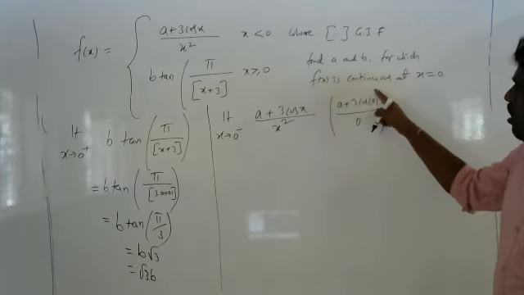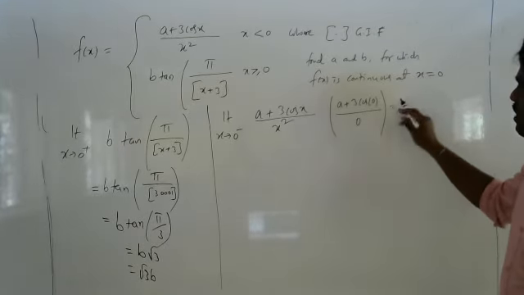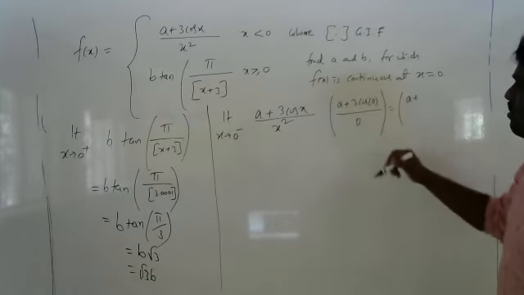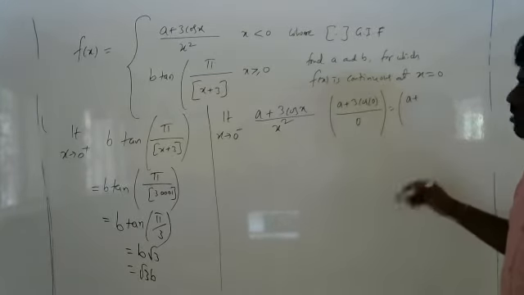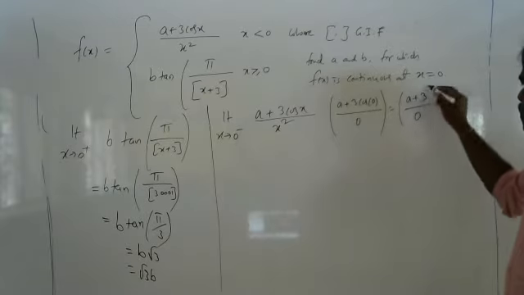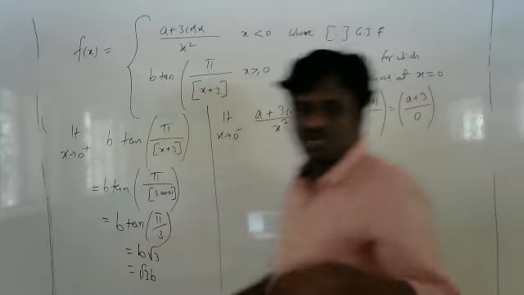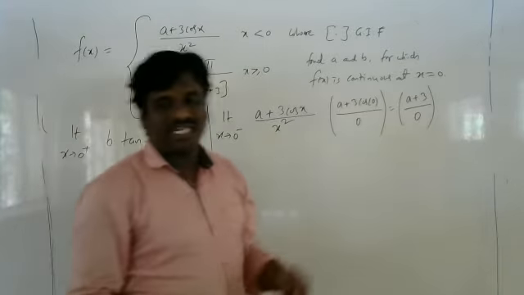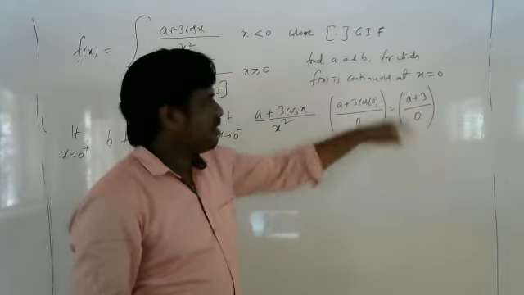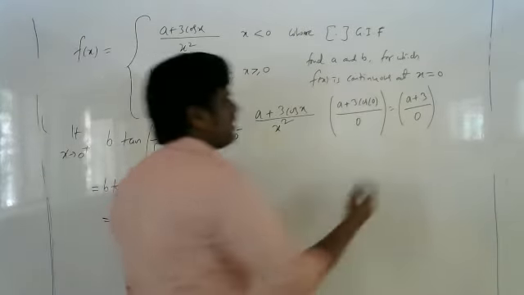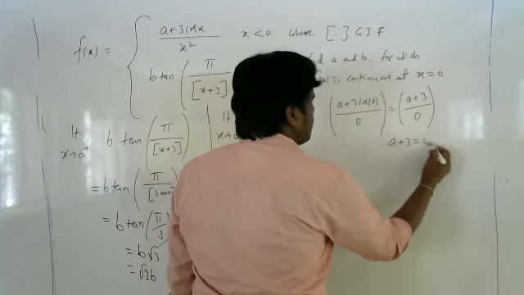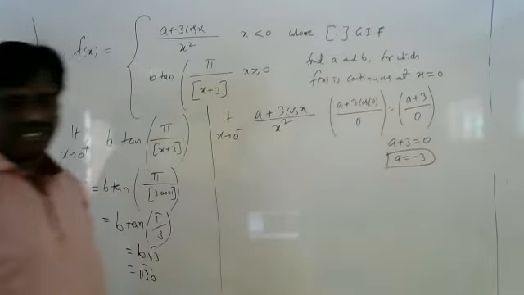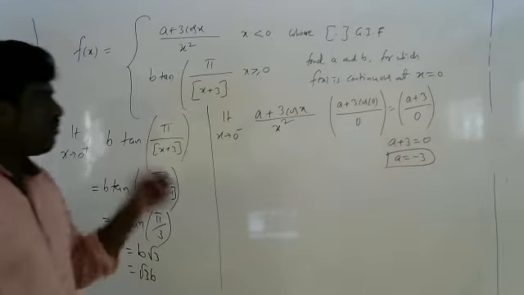On the top also we should get 0, but it looks not like that. See this, you are getting a plus cos 0, which is how much? 1. So you get a plus 3 divided by 0. But it should be in the form of 0 by 0. To become 0 by 0 form, what should be the a value? To get 0 by 0 form, a plus 3 must be 0. So a is equal to minus 3 you got. Now we did this in limits many times. A equal to minus 3.